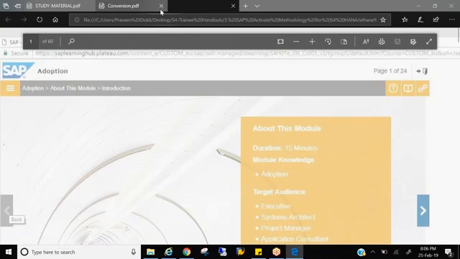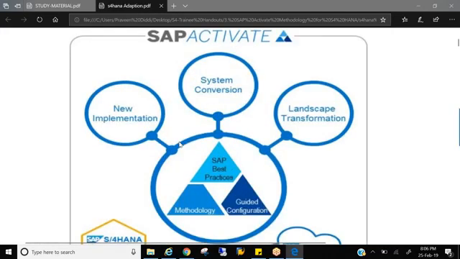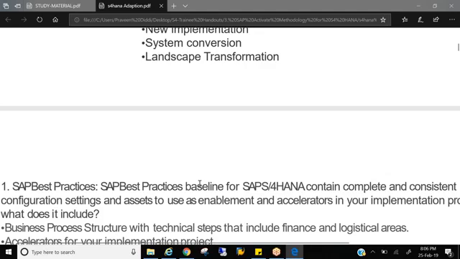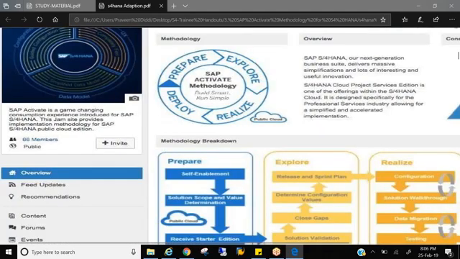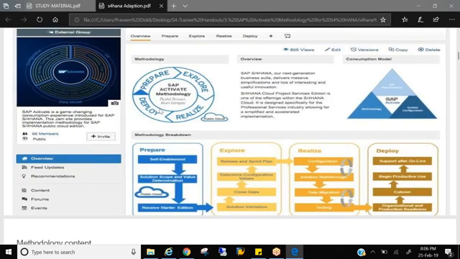So this is the SAP Activate methodology. You see this methodology comes with only 4 steps. What are the 4 steps of the Activate methodology? That is prepare, explore, realize, and deploy. There are another 2 phases, one that comes before prepare and one after deploy. That is run, and there is one more. Let me just check and tell you.